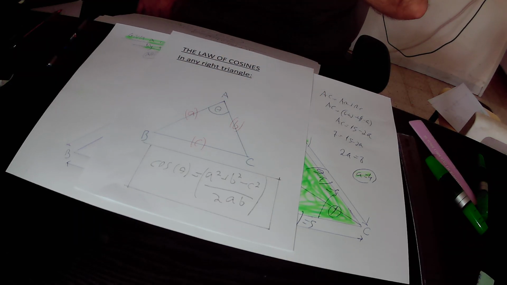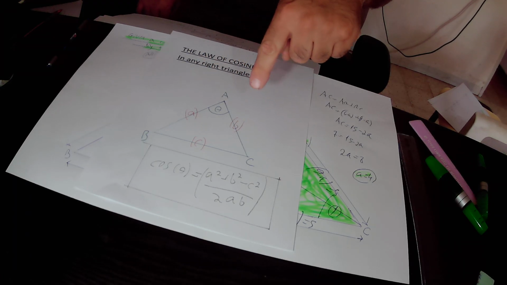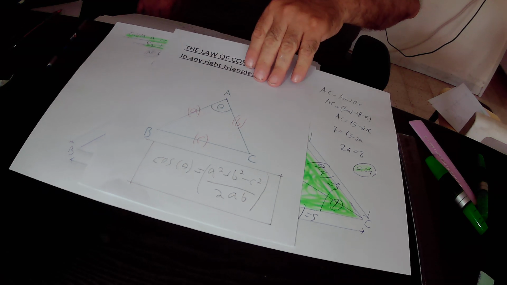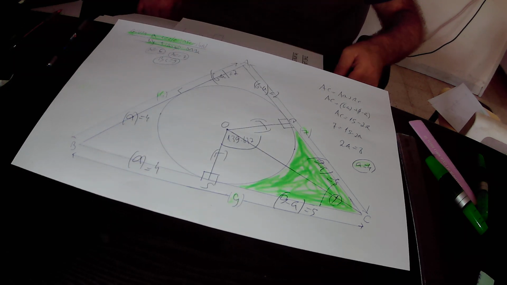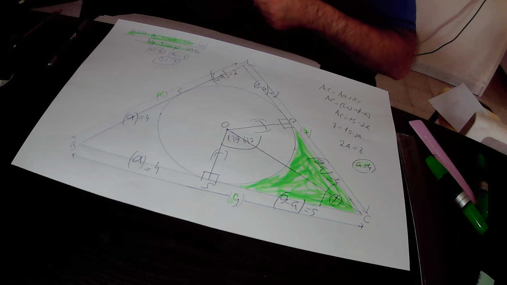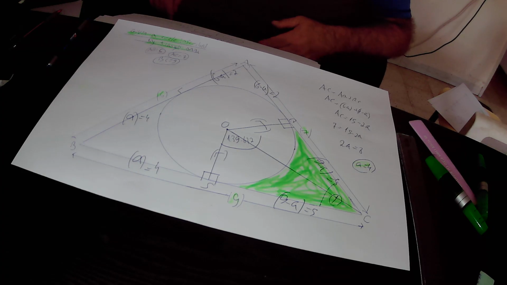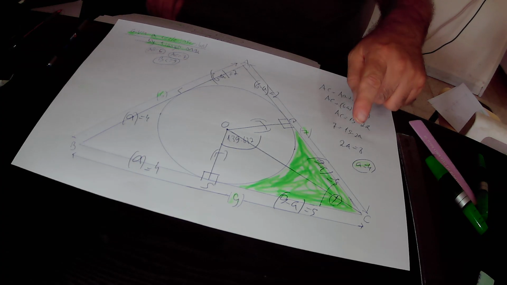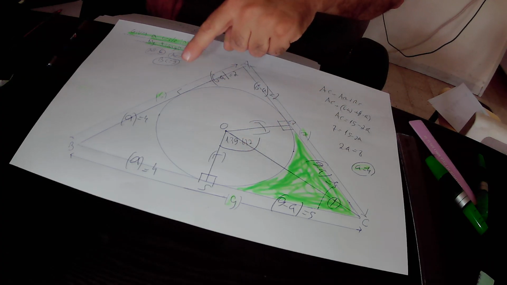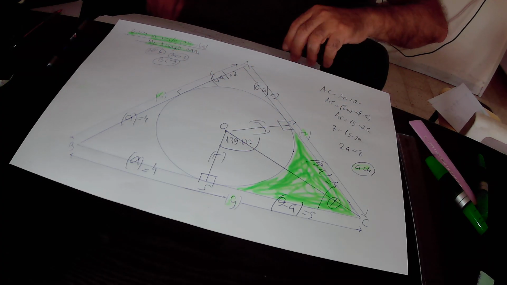In this triangle ABC that could be any triangle, cosine theta equals a squared plus b squared minus c squared over 2 times a times b. We can implement the law of cosines in our drawing. According to the law of cosines, we get that cosine theta equals 7 squared plus 9 squared minus 6 squared over 2 times 7 times 9.